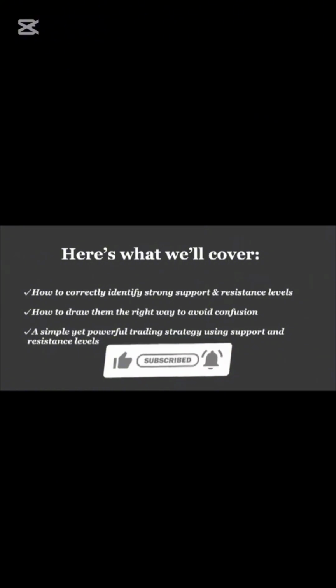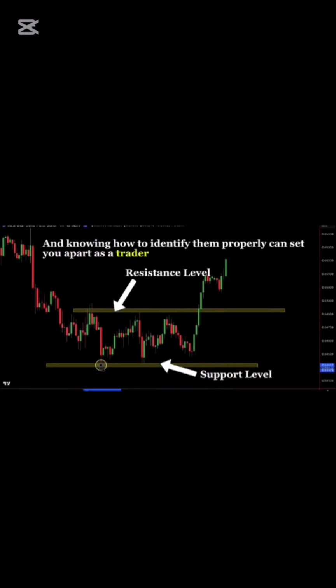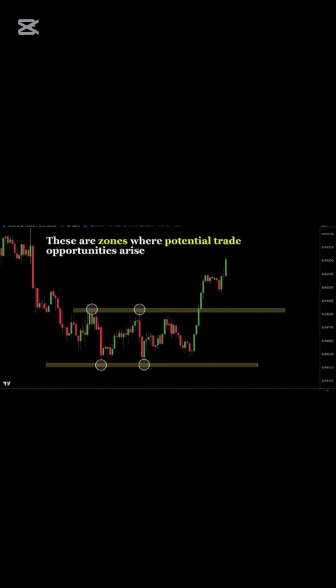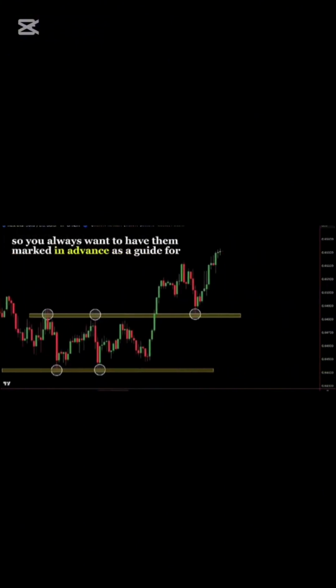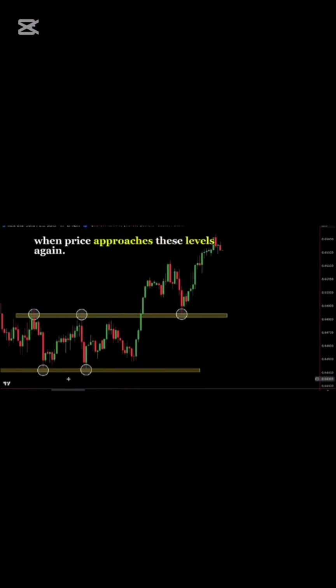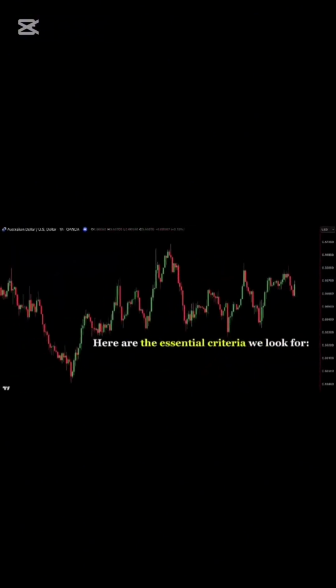Alright, let's get started. Support and resistance levels are key areas where price reacts, and knowing how to identify them properly can set you apart as a trader. These are zones where potential trade opportunities arise, so you always want to have them marked in advance as a guide for when price approaches these levels again. Now, how do we identify strong support and resistance levels? Here are the essential criteria we look for.